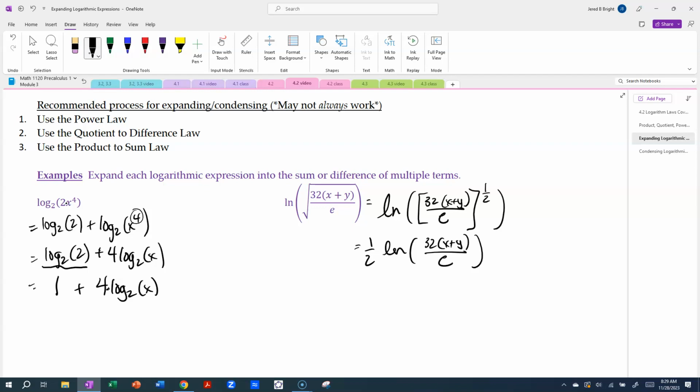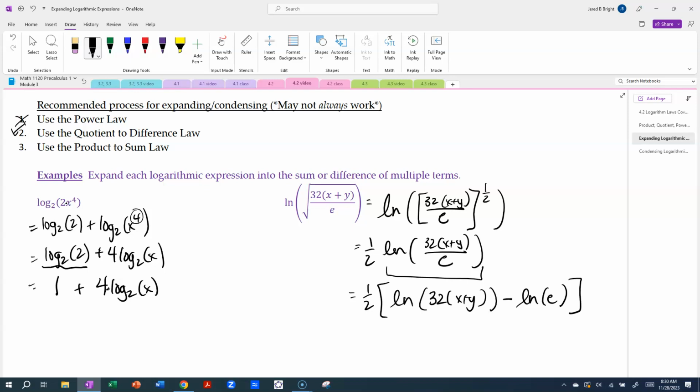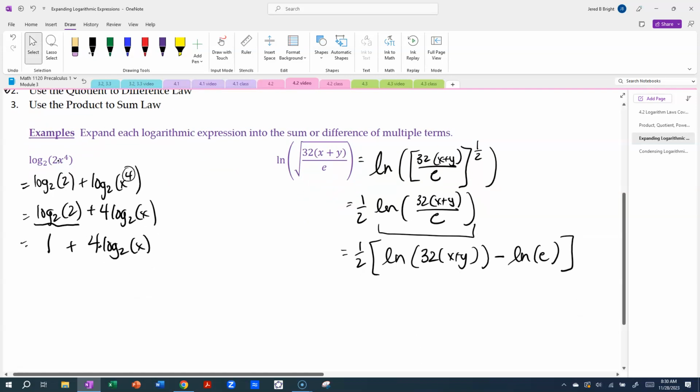Okay. So now I restart. Is there a power? No. Is there a quotient or a difference? Actually, there is, right? So I'm going to do the quotient. There's division here. So this is going to be 1/2. And now this expression splits into two things. It splits into natural log of the numerator, 32 times x plus y, minus natural log of e. Okay, and so that 1/2 would have to be applied to each term, which is why I put it in brackets. Okay, I'll distribute the 1/2 eventually, but not right now. Okay, so then next.